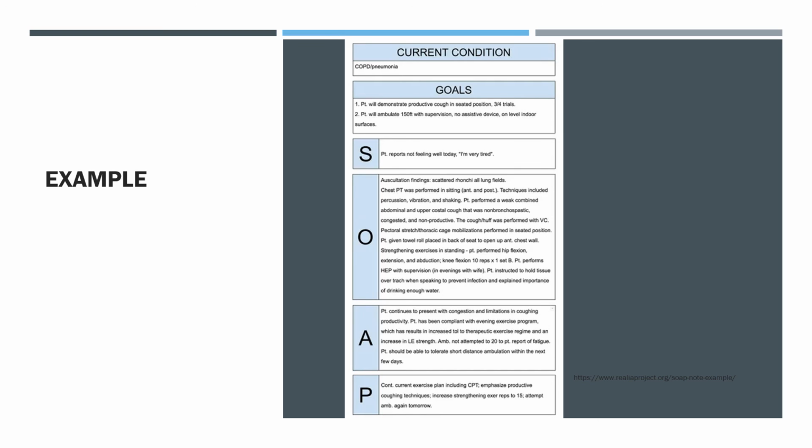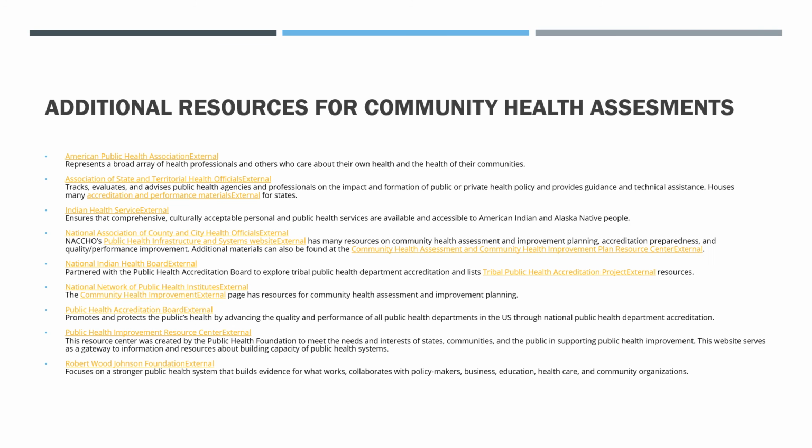The assessment: patient continues to present with congestion and limitations in coughing productivity. The plan: continue current exercise plan including CPT, emphasize productive cough techniques, increase strengthening exercise reps to 15, attempt ambulation again tomorrow. Here are some additional resources for community health assessments.